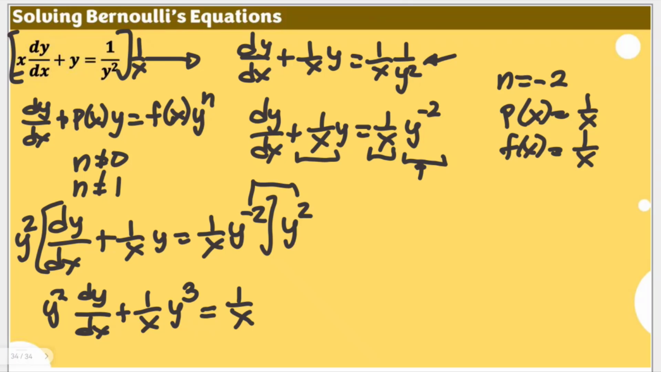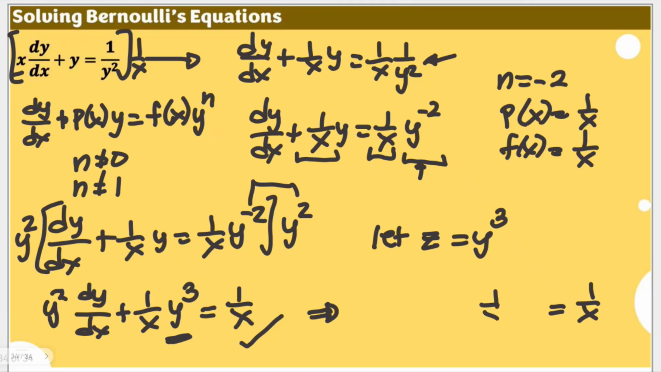This is not yet in linear form because we have this. Our goal, now that we are done with this, is for this to only have a power of 1. But since it's y cubed, how can we do that? The goal here is to let another variable, let's say z, equal y cubed. So that this will be transformed into an expression 1 over x and now z instead of y cubed.